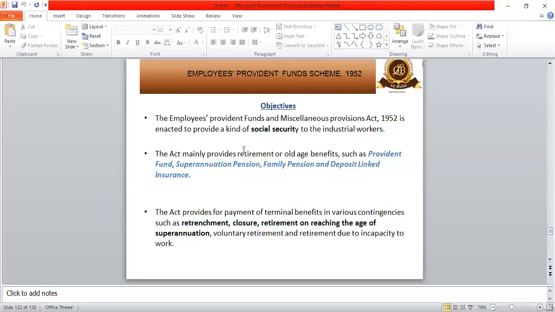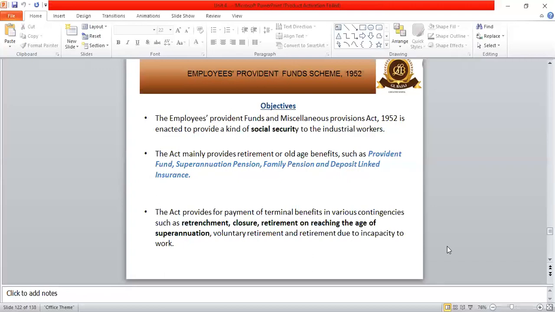So the Employee Provident Fund and Miscellaneous Provision Act. This is not just called Employee Provident Fund. Later on, some more terms have been added into this act. The Employee Provident Fund and Miscellaneous Provision Act 1952 is enacted to provide a kind of social security. The act mainly provides retirement or old age benefit. So when we talk about the pension benefit, it gives you some retirement or old age benefit, such as provident fund, superannuation, pension, family pension, and deposit-linked insurance. The Act provides for payment of terminal benefits in various contingencies, such as retrenchment.